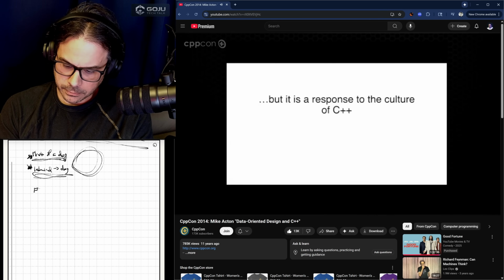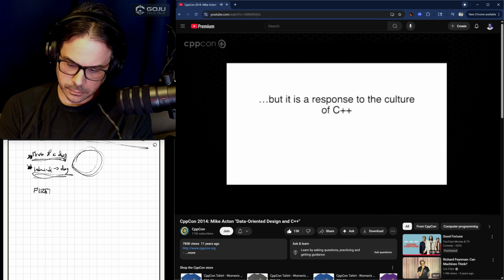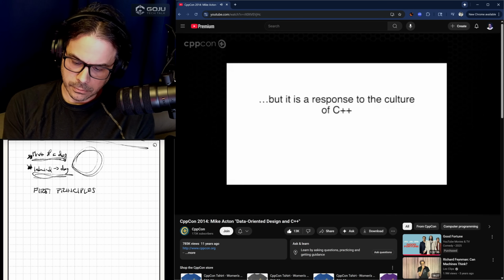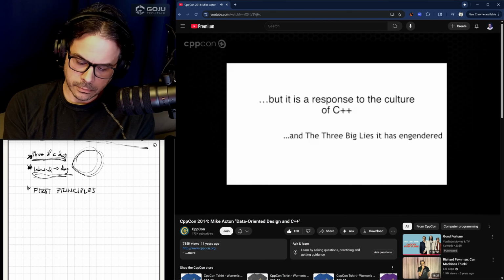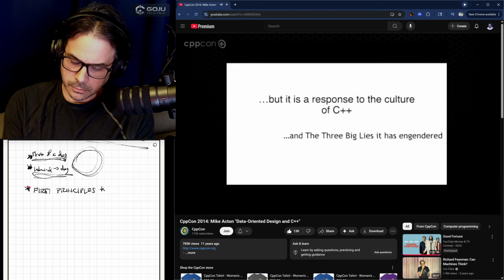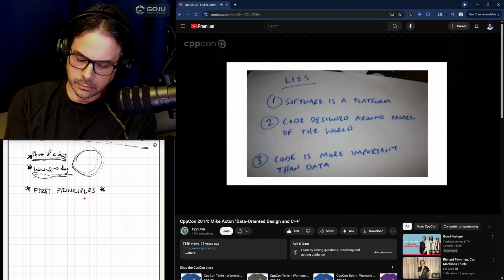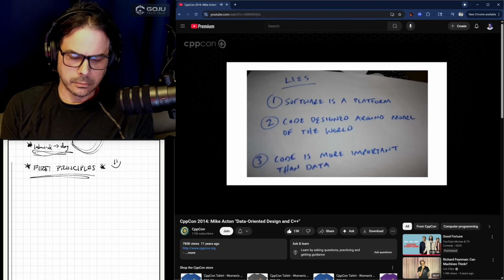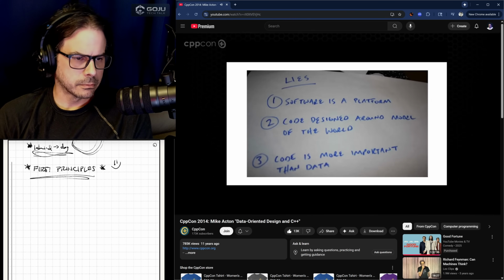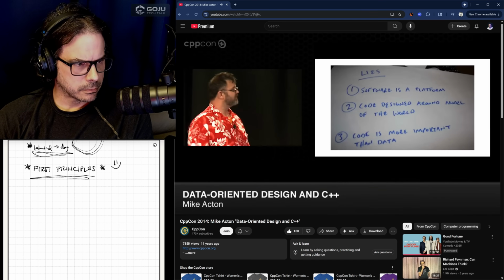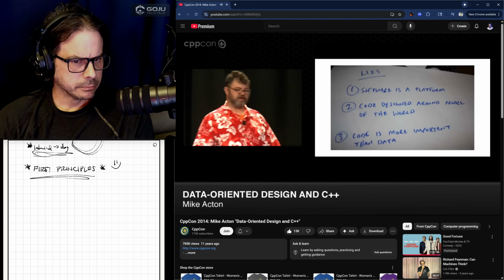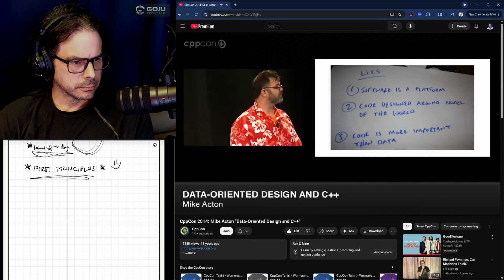But to a large degree, the only reason we're talking about this, the only reason I've ever talked about this, is because it has been a response to the broader culture that C++ has engendered. Most prevalently is what I call the three big lies. Lie one, that software is a platform in and of itself. Lie two, that code should be designed around a model of the world, just your mental model of the world. And the third lie is that code is more important than data.